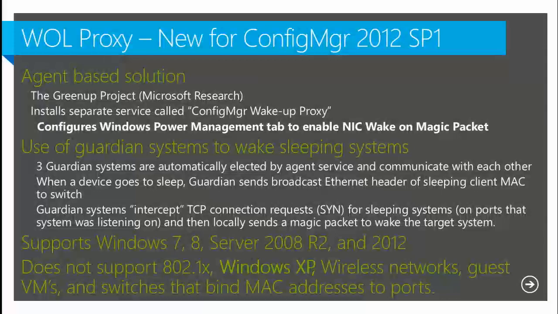Once it recognizes the device is no longer available, it sends a broadcast Ethernet header with the sleeping client's MAC address to the switch. That basically solves the issue where your switch doesn't know, with unicast, the device's IP address or how to resolve the IP address to the MAC address. It basically does that for you. It's the same thing as if you were to plug a patch cable into a switch. It's the exact same thing as doing that. So that's how this agent spoofs. It's spoofing on, I think, the second layer of the OSI model, which I guess is okay. But that's how it's doing it.